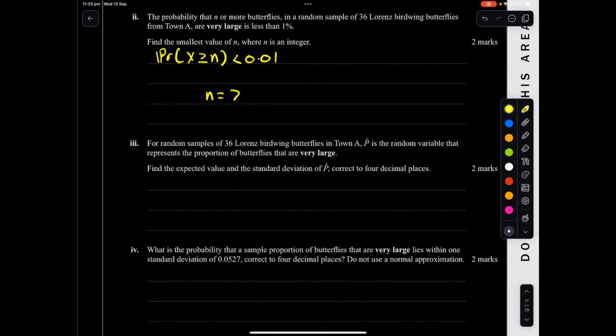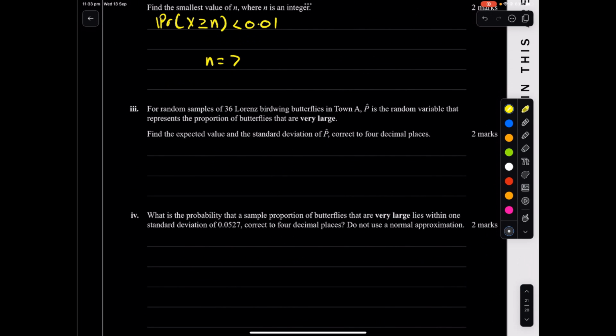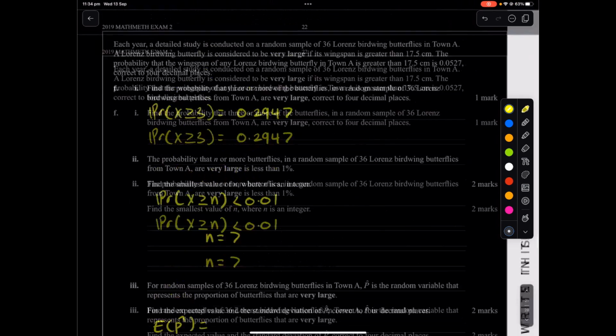Hope that is right. For a random sample of 36 Lawrence birdwing butterflies in Town A, P is a random variable that represents the proportion of butterflies that are very large. Find the expected value and the standard deviation of P, correct to 4 decimal places. So the expected value of P-hat, if you don't know, is just your value of P, which is 0.0527.